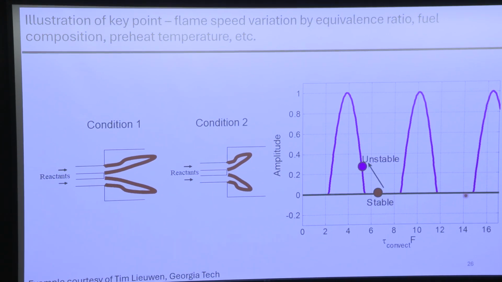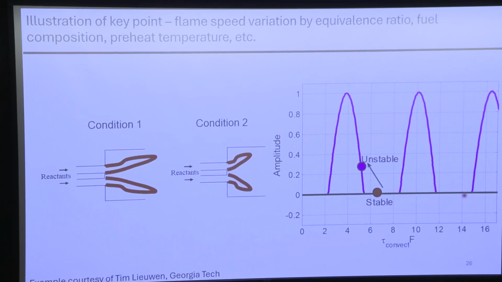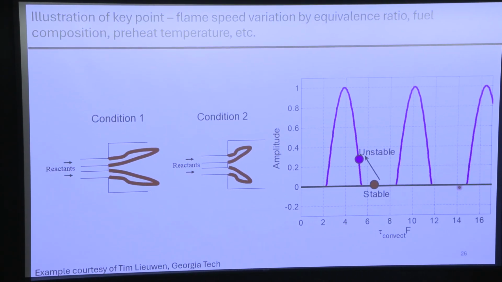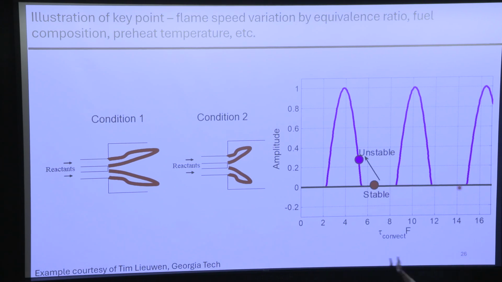This is an example where we go from condition 1 to condition 2. Here the flame gets shorter, so this could be like adding hydrogen to natural gas. And if condition 1 is stable, by moving the flame up, you've moved the phase of the heat release rate oscillation closer to the phase of the pressure oscillation. You've moved it past that 90-degree mark, and now it's unstable. And that just had to do with where stable was at the beginning.